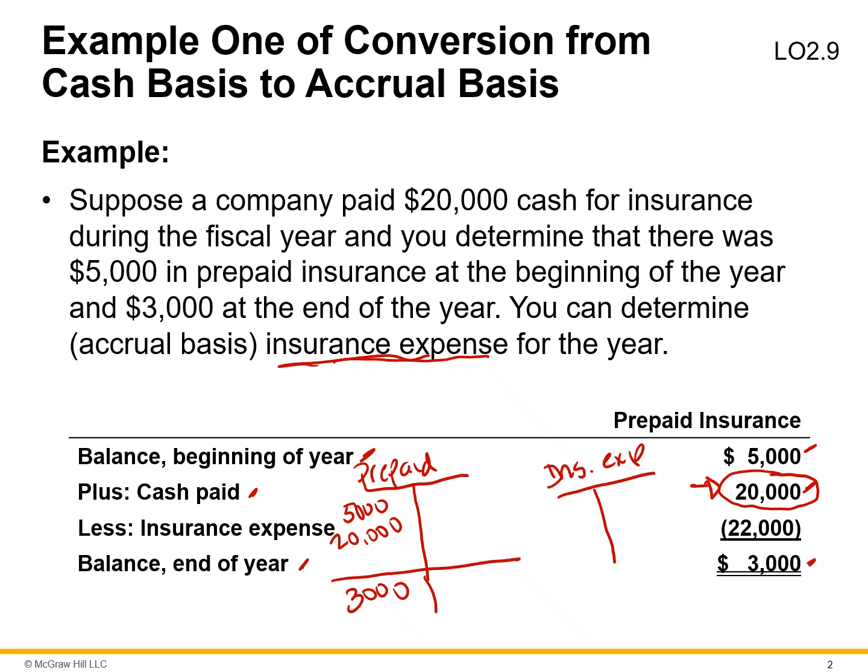To figure out the accrual, if we have 5 plus 20 is 25, then that means we had to have credited prepaid by 22 during the year to get to an ending balance of 3. If we credited prepaid for 22, that means we debited the related expense, which is insurance expense. So under the accrual method, your insurance expense is $22,000.